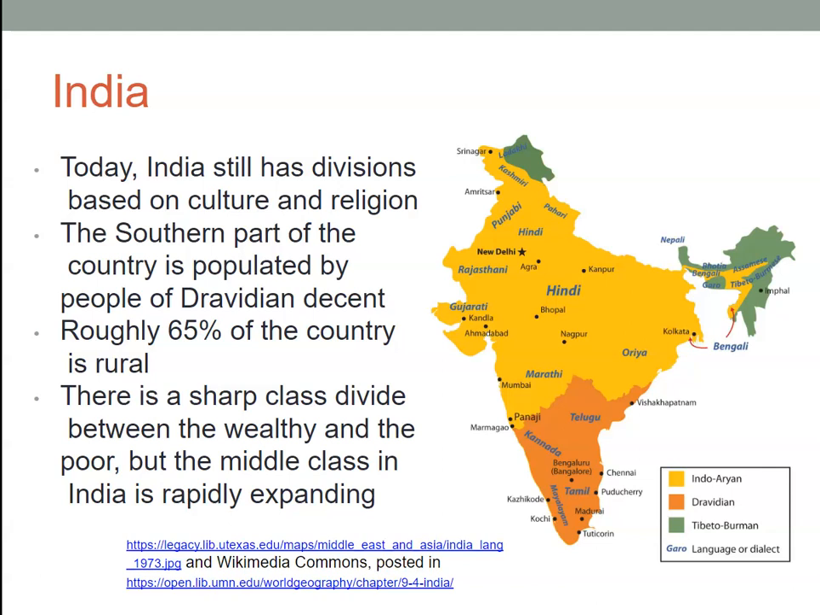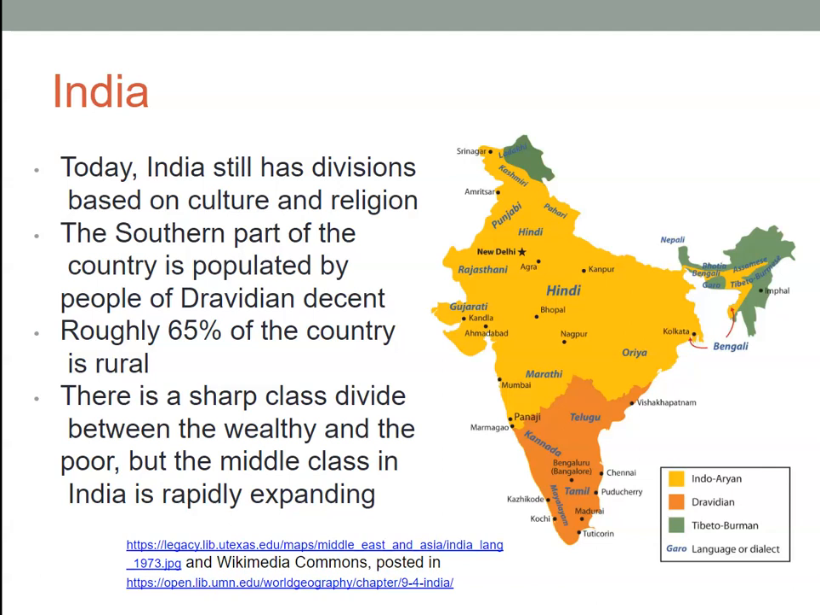And so Hindi, for example, is part of that Indo-Aryan family. In the south, however, we have people of Dravidian descent, and it's a Dravidian language family. So we do have a divide between different ethnic groups between the north and the south.